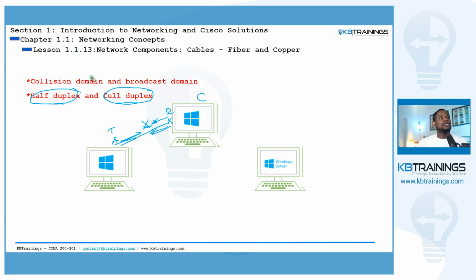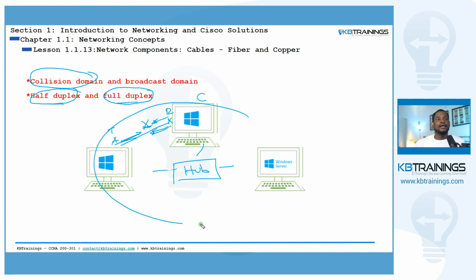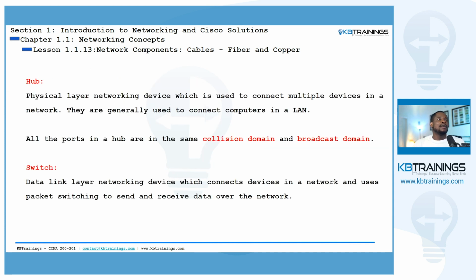So we see that a collision domain is a system or a segment of our network where we can have a collision. And if we have a hub in the middle here, the whole system is going to be a single collision domain because all the ports on the hub can collide. All the traffic that is coming or leaving these ports can collide with each other. So we can define the hub as the physical layer device that connects different computers. All the ports in a hub are part of a single collision domain and a single broadcast domain.